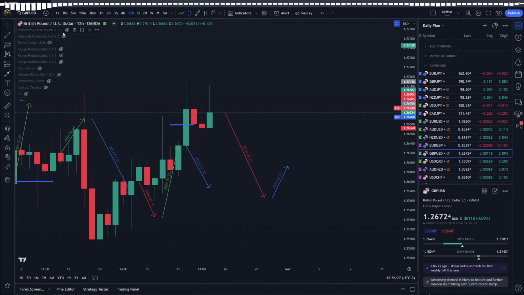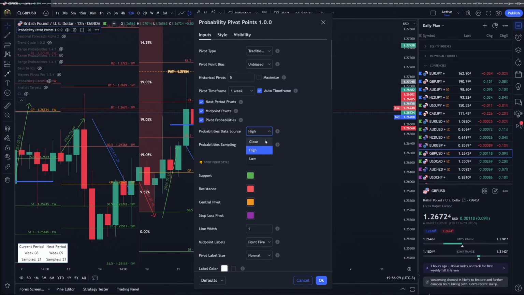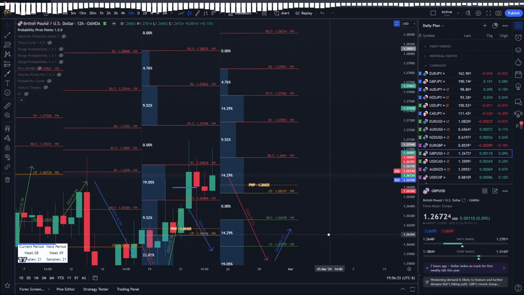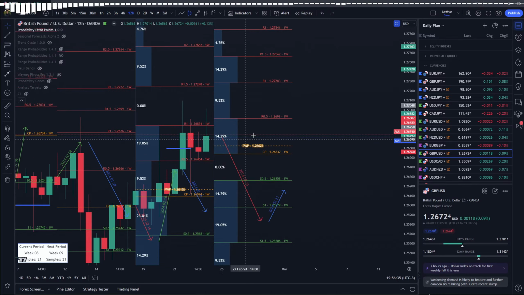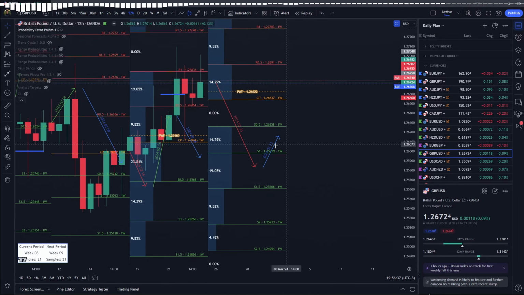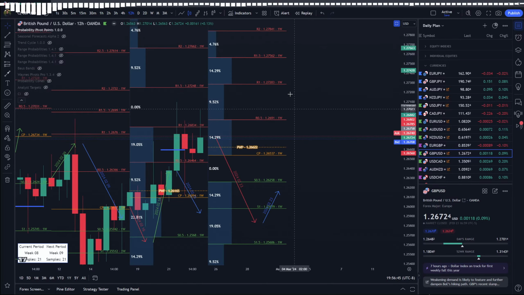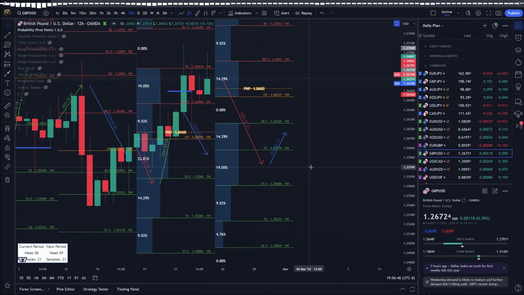And real quick, let's look at our closing odds here on the probabilities, the probability pivots. Yeah, you can see they're kind of split. A lot of your closes could be up here, and a lot of your closes could be down here. So it depends on your net expectation. If your net expectation is bullish, closing somewhere up here makes sense. If your net expectation is bearish, closing somewhere around here makes sense.